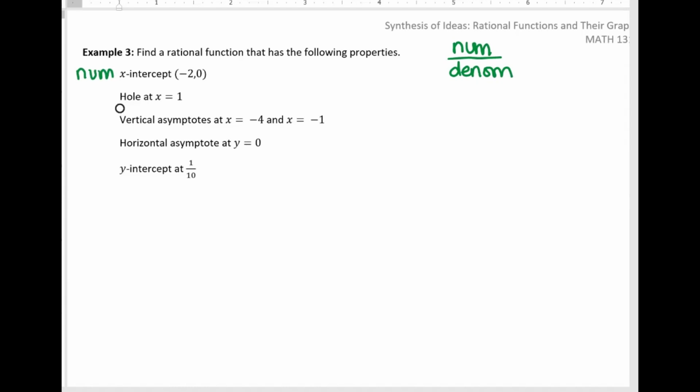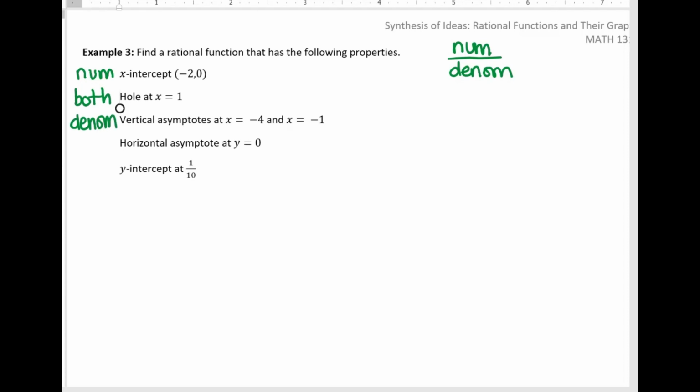Hole at x equal to 1, we get a hole because we canceled something out from top and bottom, which means it comes from both. We have vertical asymptotes at x equal to -4 and x equal to -1. Vertical asymptotes come from the denominator.